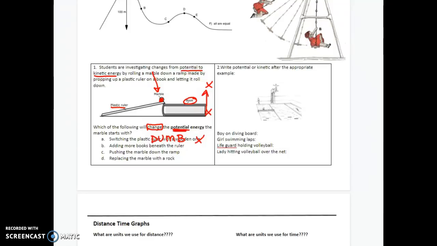Letter B, adding more books beneath the ruler. Well, what's going to happen if we add more books? We're going to be higher. Our ramp is going to be higher off the ground. That will definitely increase our potential energy. That's probably a really good answer.